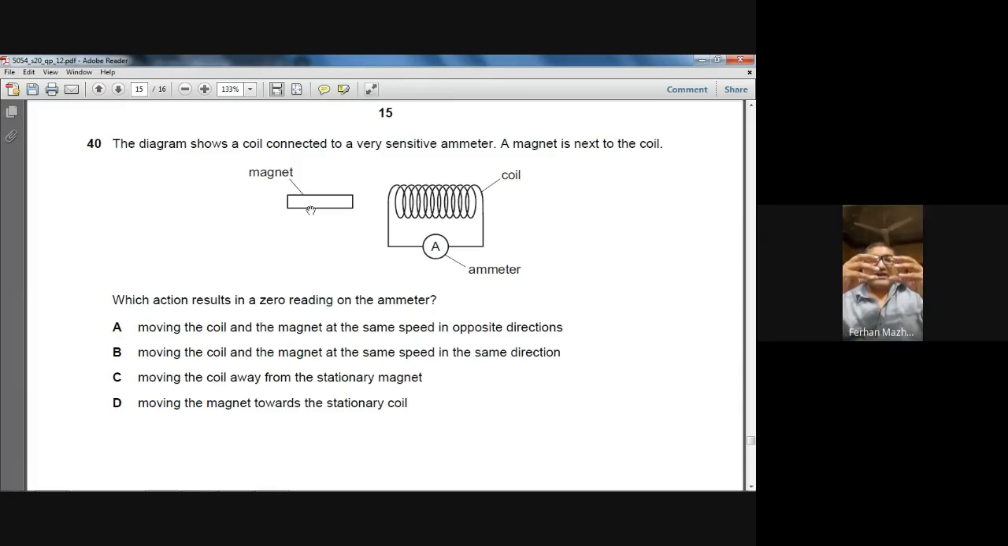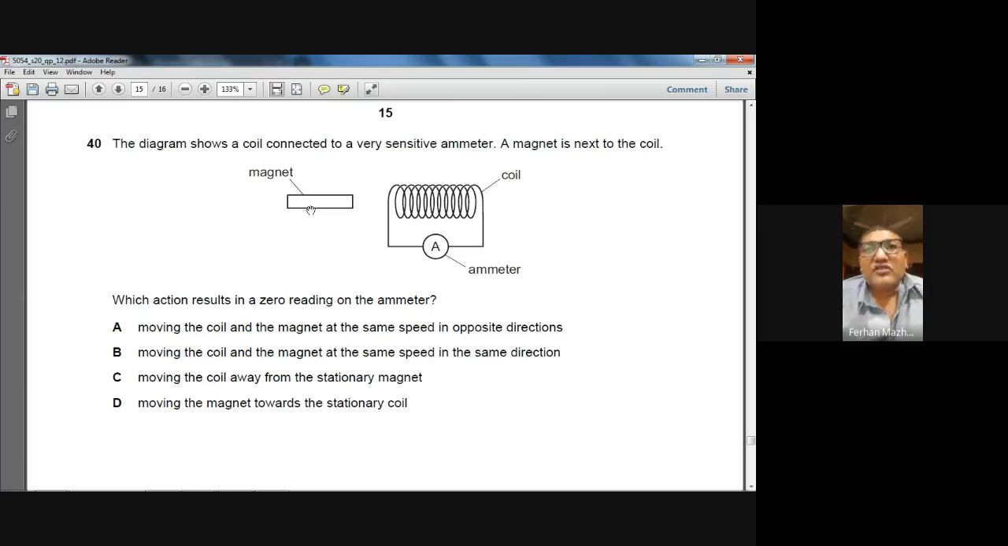So you see, if this is the magnet and this is the coil, if they move in the same direction at the same speed, relative to each other, they are not moving. So that's why no reading will be shown on the ammeter. So B is the choice.